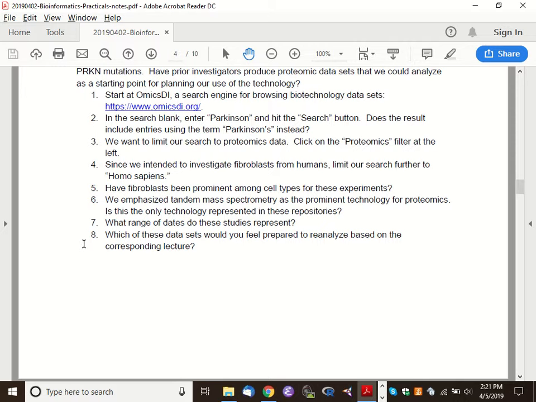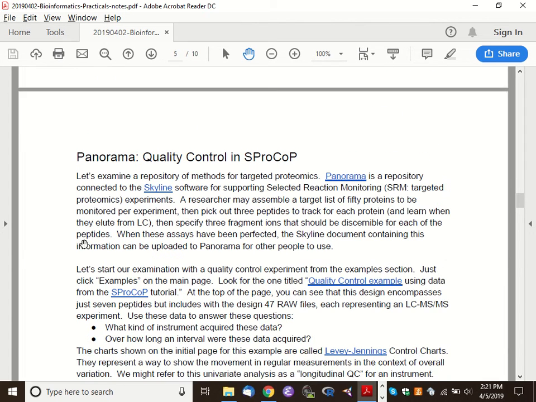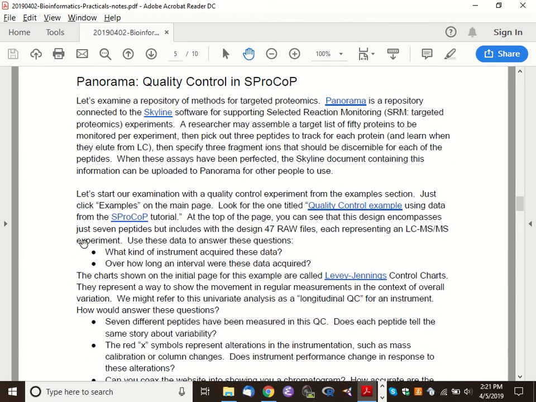Okay, with that, I'm going to move ahead to Panorama. Okay, so we were looking at OmicsDI, which is a really broad search engine designed for surfing a whole lot of different repositories. Panorama is a very different one. In the part of the lecture that I was not able to deliver this morning, we were going to discuss quantitation, specifically targeted proteomics experiments.